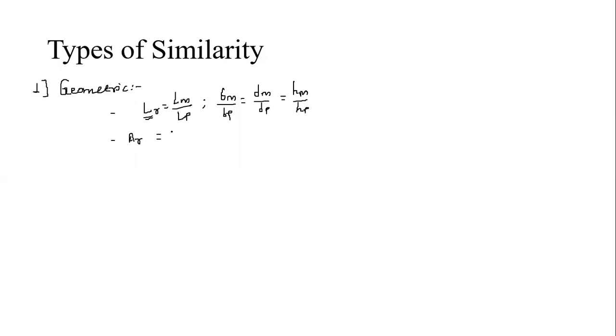It means area of the model divided by area of the proto. If this ratio is the same, then we say that there is a geometric similarity for the area scale ratio. Area: suppose you have a square plot or a rectangle, then its area will be length into width. So I have to go for length of a model into the width of a model divided by length of prototype into the width of a prototype.